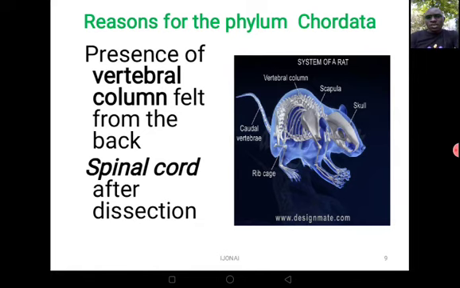Another reason for phylum Chordata is the presence of the vertebral column, and this one you can feel from the back. And then for the spinal cord particularly, you can only see that one after you have dissected. So you can see that infrared image, you can see from there, where it exposes where the vertebral column is and how it looks, and that is exactly where it is located in the rats.